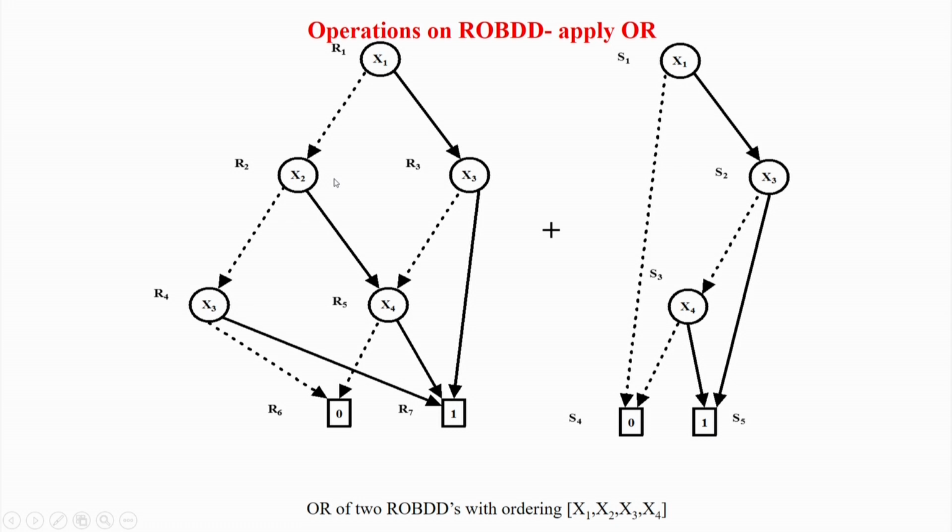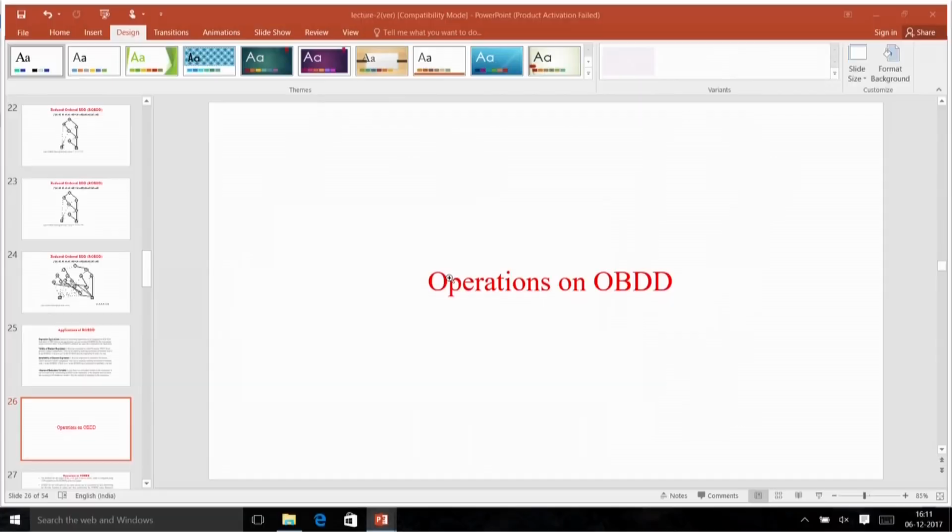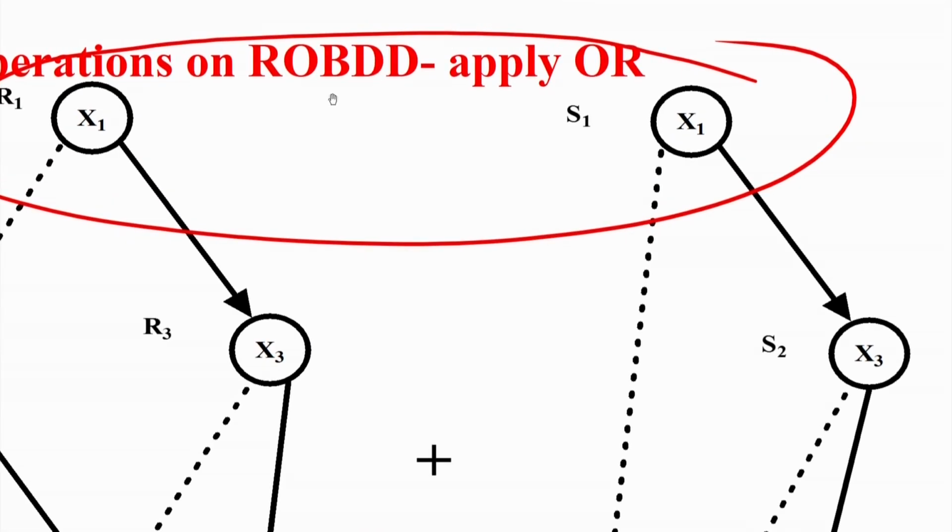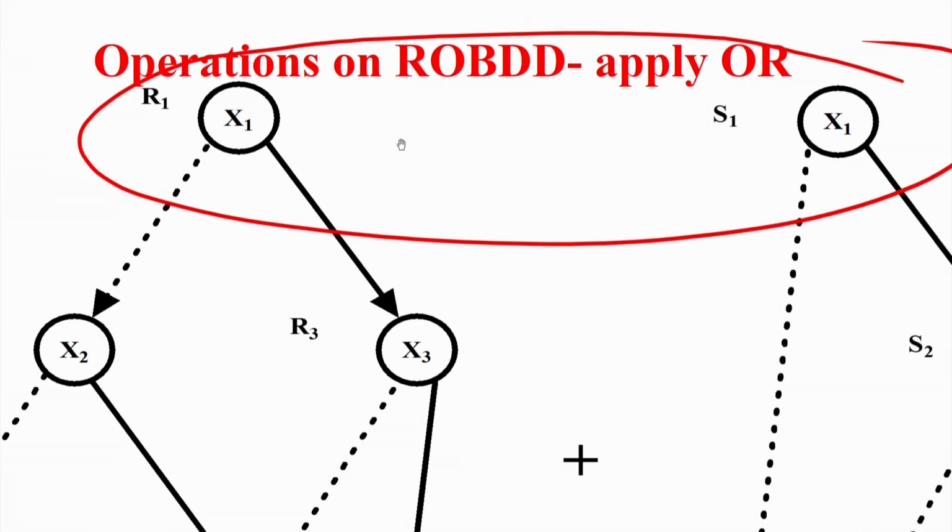Now I will give you an example which will make things very clear. So this is the tree, I think you can see, and you have to do an OR. What will you do? You just tell me that x1 and x1, these are the two nodes, named R1 and S1. I will zoom in for you. You can see the zoomed versions, R1 and S1, both are x1.